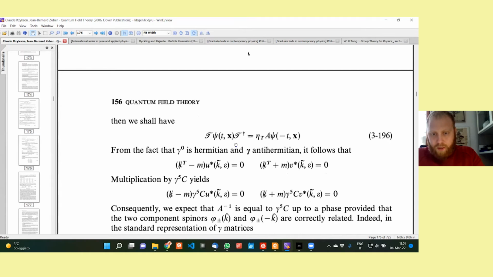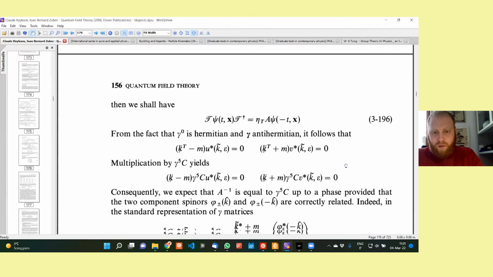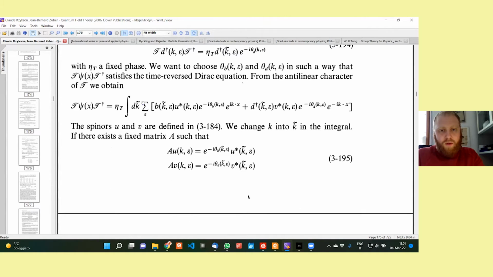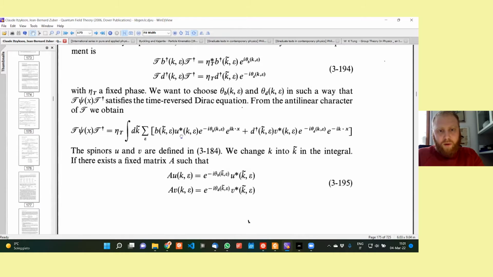So you get the transformation at the level of the spinor in position space, which acts as it should, with this A to be determined. That turns out to be this i gamma 1 gamma 3 or minus i gamma 5 times this C matrix, whatever. The problem is that, okay, in usual quantization, you have the action of this time reversal operator that acts on the creation operator in momentum space in some way, where epsilon here is the helicity.